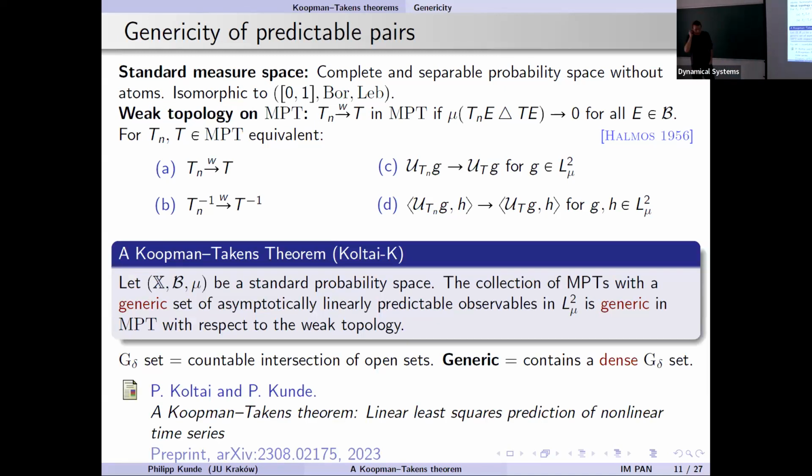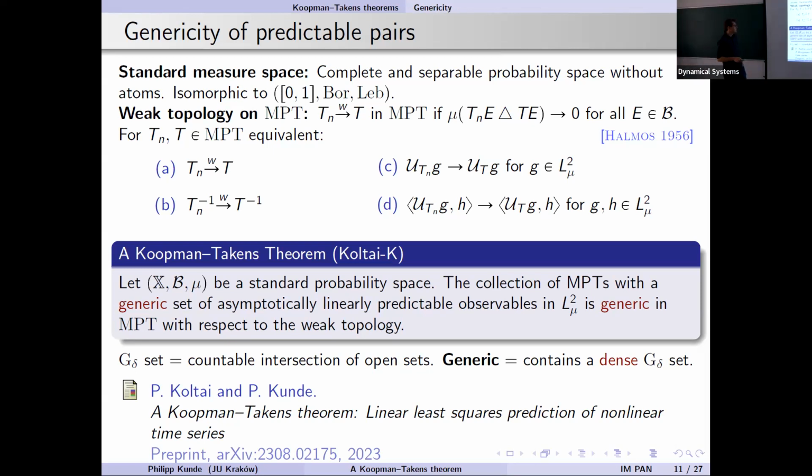Okay, then our first result in that direction is the following. We assume that we have a standard probability space. Then the collection of measure preserving transformations with a generic set of asymptotically linear predictable observables is generic in MPT with the weak topology. Or in other words, generic transformations have a generic collection of cyclic vectors in A2.